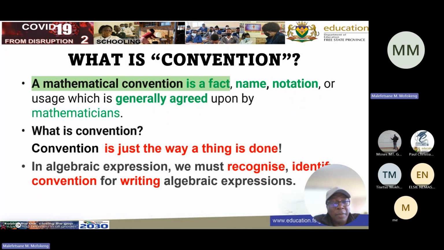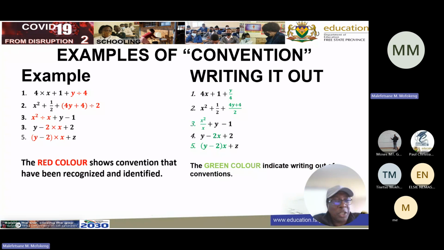In algebraic expressions, we must recognize and identify conventions for writing algebraic expressions. Examples of conventions are as follows. 4 multiplied by x plus 1 plus y divided by 4. The red ones are the conventions that we need to convert, as they have been agreed upon by mathematicians. Thereby we have 4x plus 1 plus y divided by 4.